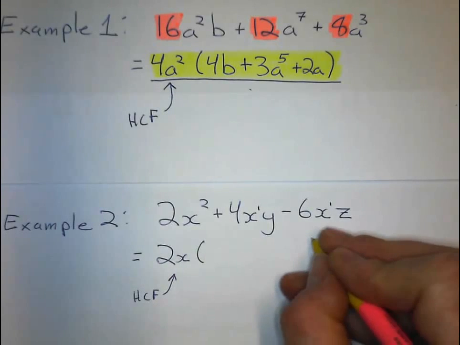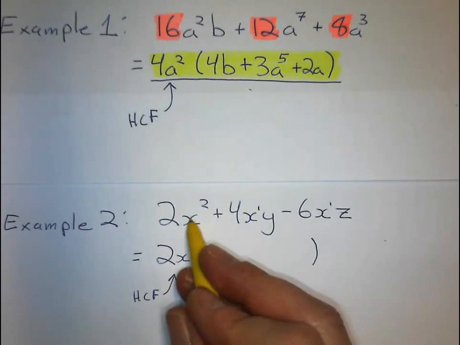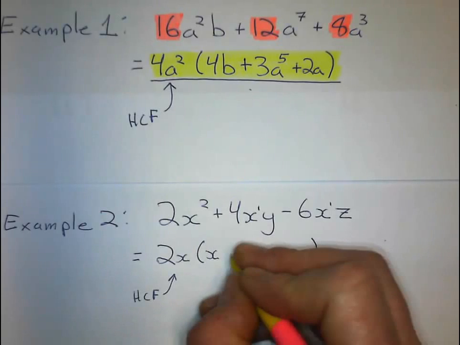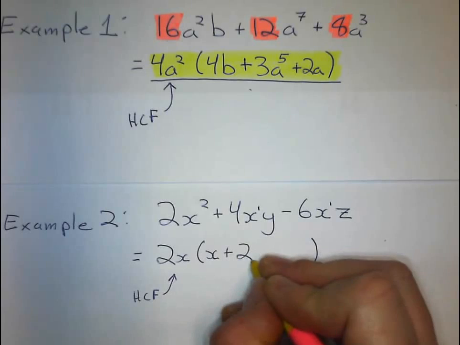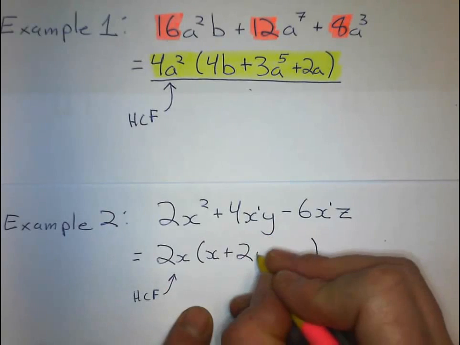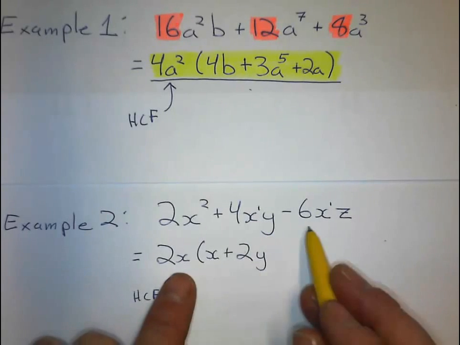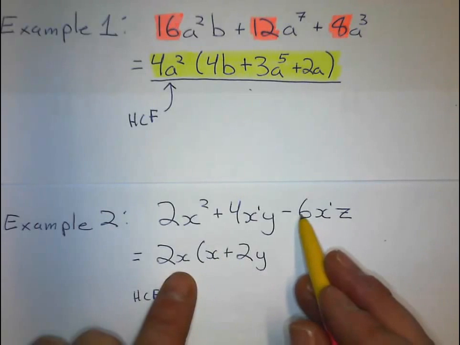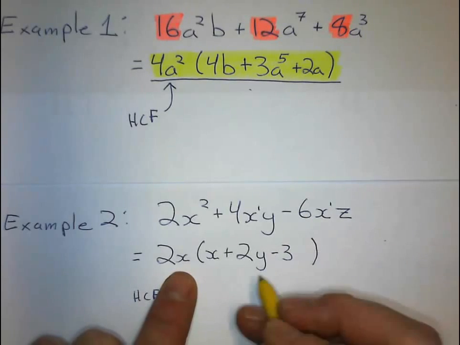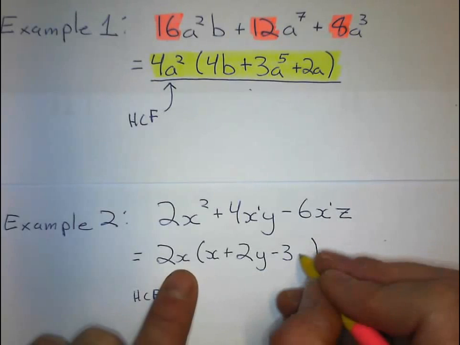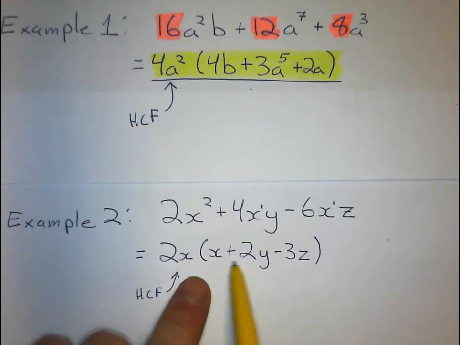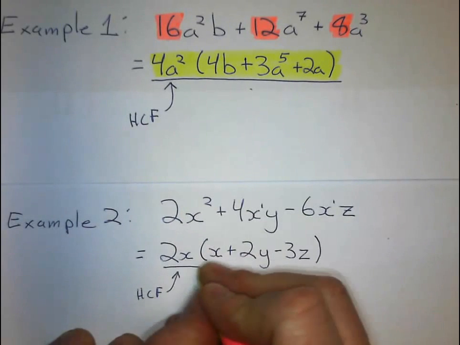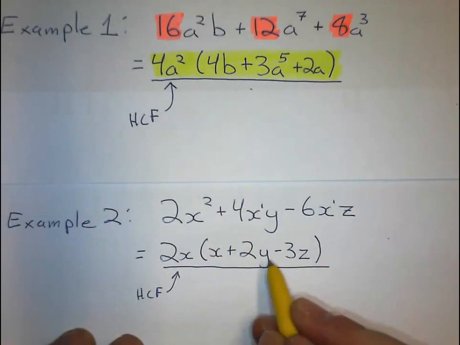When I divide, I'll just say 2x times what gives me 2x squared? Well, I need one more x. Plus 2x times what gives me 4xy? Well, I need a 2. The x is already there, and I need one more y. And then I go to this term here. 2 times what gives me negative 6? Well, that's a negative 3. I have the x, and I'll need another z. So when you get your final answer, make sure nothing inside the brackets has a common factor, like an x.